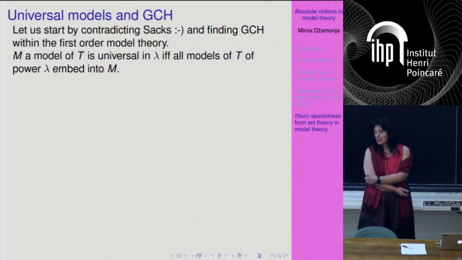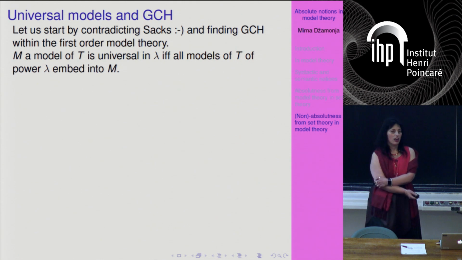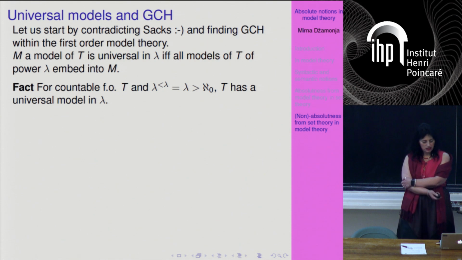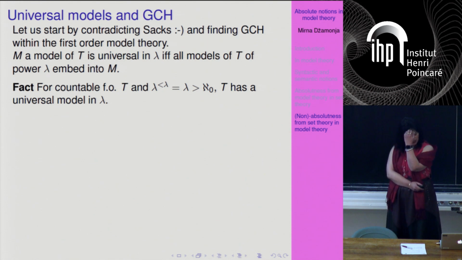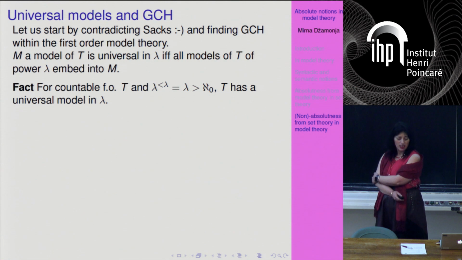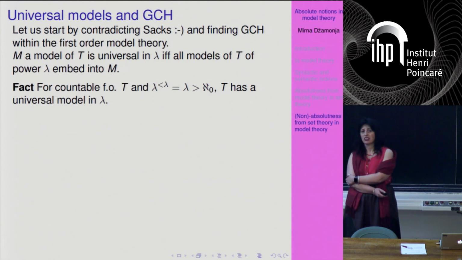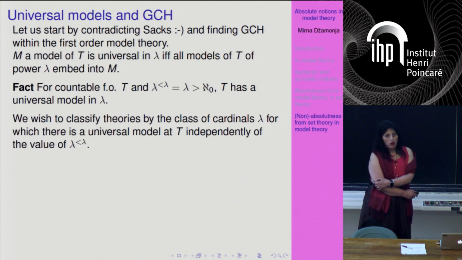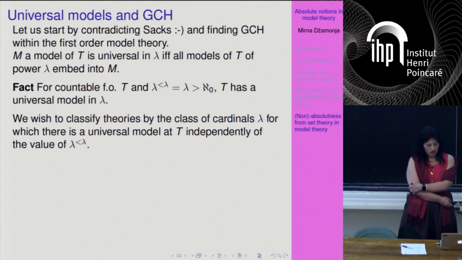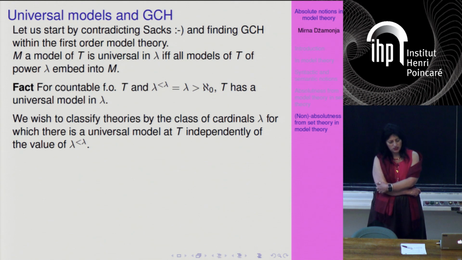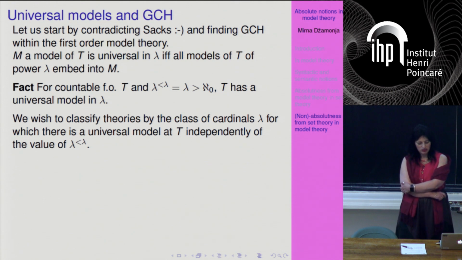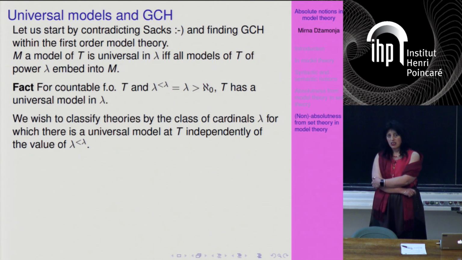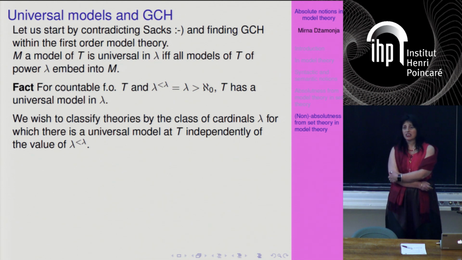But the interesting thing is what happens without GCH. This is the fact that I've just said: if lambda to the less than lambda is lambda, then T has a universal model in lambda, if lambda is uncountable. So our idea, in a long list of work, has been to classify theories by the class of cardinals for which there is a universal model of T, independently of the value of lambda to the less than lambda.